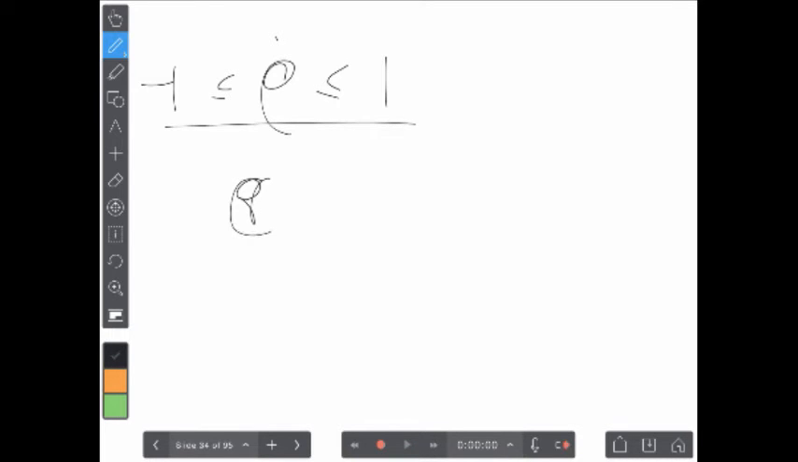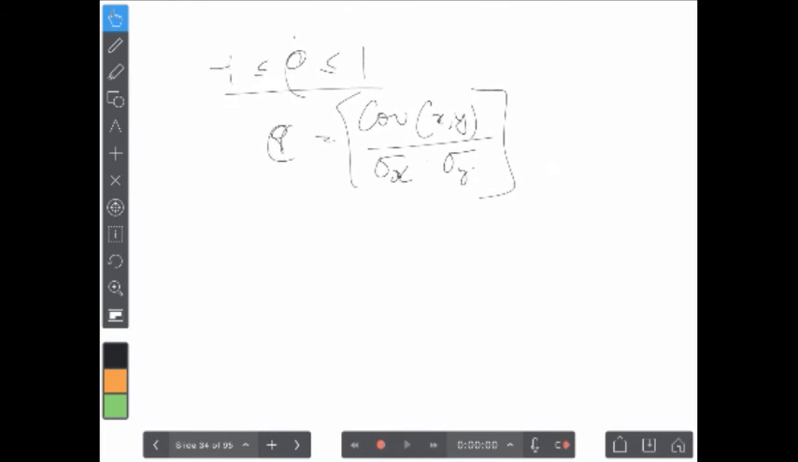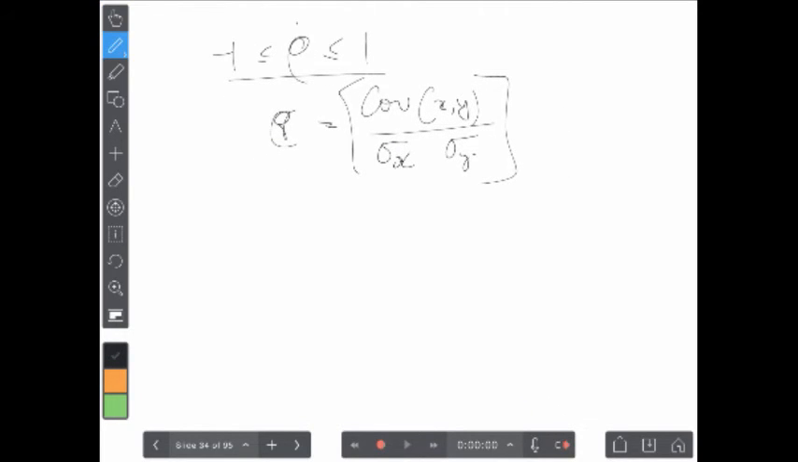So let's use rho for the population correlation coefficient. It will be the covariance of xy over the standard deviation of x times the standard deviation of y. That's how we would do this, and that gives you the correlation coefficient. Now, that's the one that the textbook uses. I actually have one that's slightly different in the formula sheet, which is our shortcut version, and I would recommend you use it.